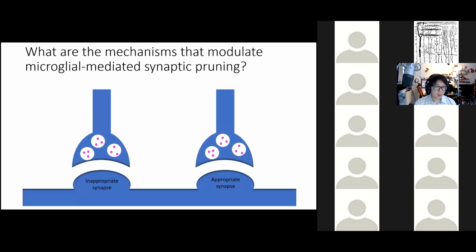So to find such a tool, we started by looking at molecular mechanisms that regulate microglia-mediated synaptic pruning. In the literature, the molecule that has been most often implicated as a key regulator of microglia-mediated synaptic pruning is complement C3. So C3 is a fluid phase complement protein which exists at high levels in the blood and CSF, and it's hypothesized that C3 tags inappropriate synapses that are to be removed by microglial cells.